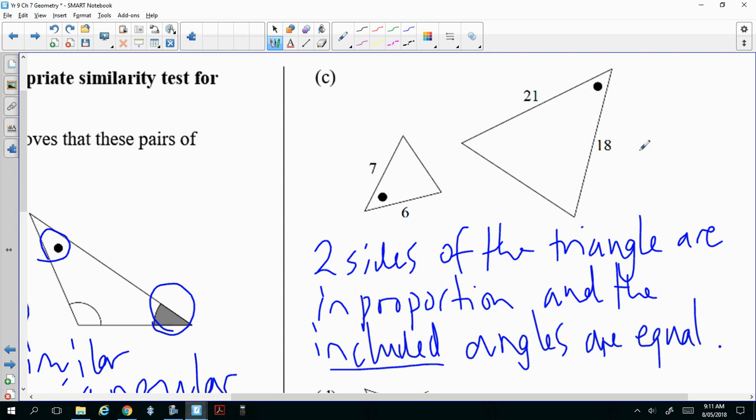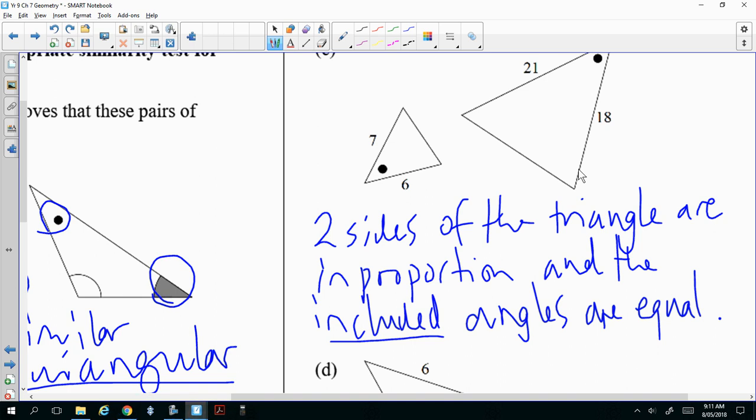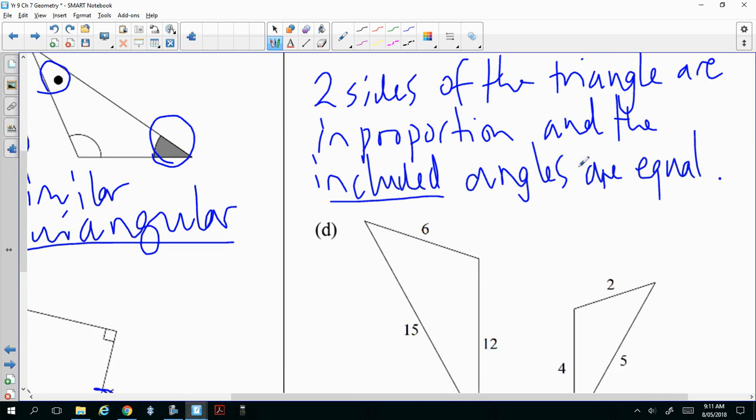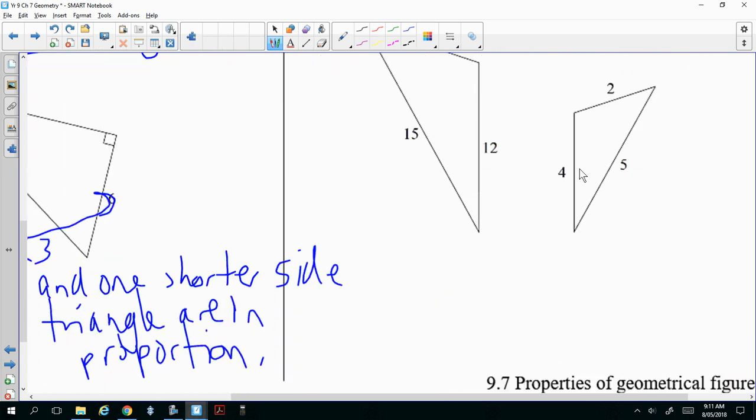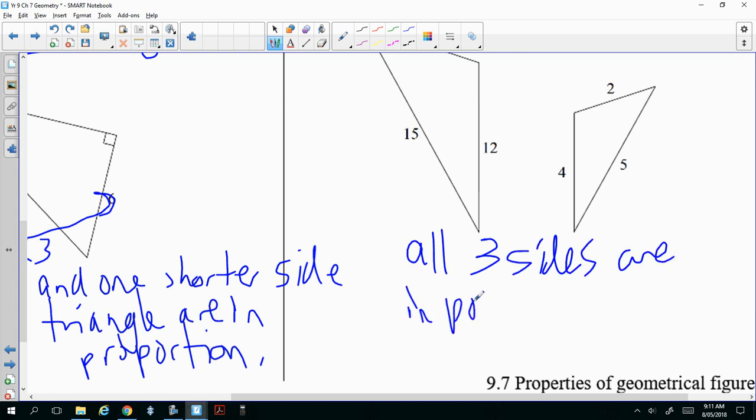And then we've got one more test. Okay, the last one's quick to write. All three sides are in proportion. You just say all three sides are in proportion. Okay, all three sides are in proportion.